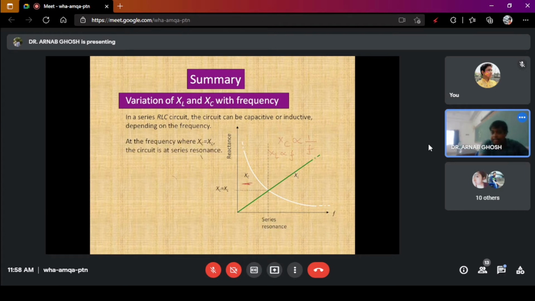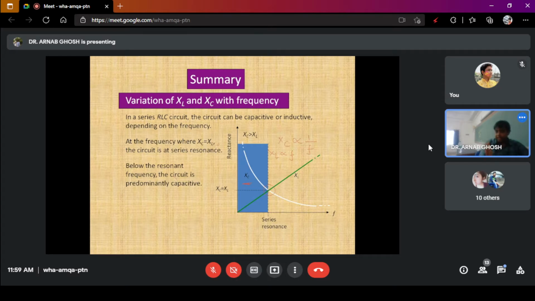So now next is this point. Look at this encircled point. This point is the point of series resonance. So what happens in case of series resonance? At that particular frequency, your Xc is equal to XL, and the circuit is said to be at series resonance. So at that particular point, your Xc and XL are equal.